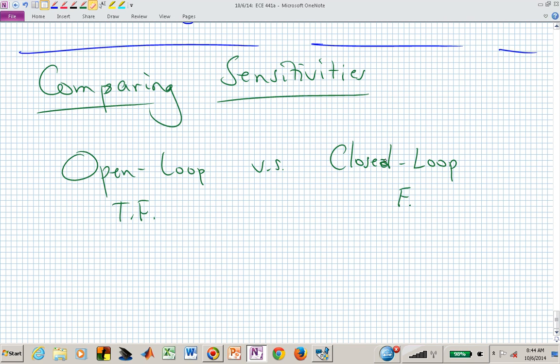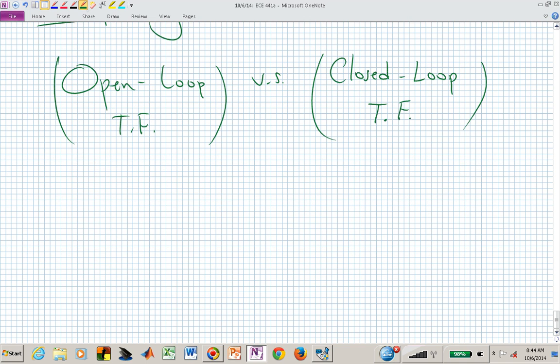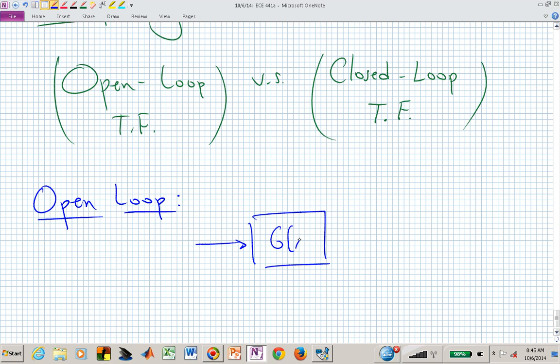So now we have closed loop transfer functions and open loop transfer functions, and we want to see how their sensitivities compare. Here's the easy one. Let's look at the open loop case. If we have an open loop system, what we mean by that is there is no externally applied feedback.